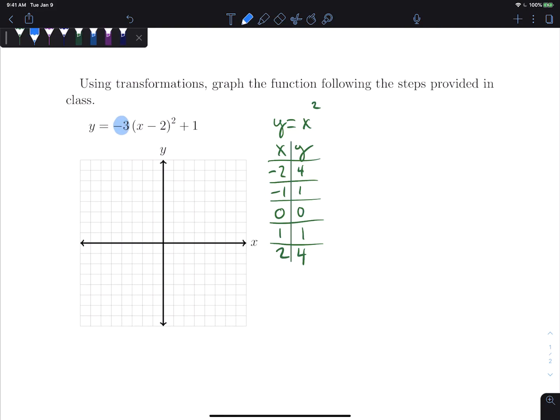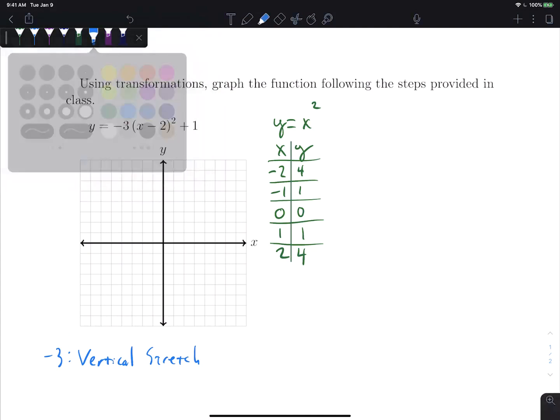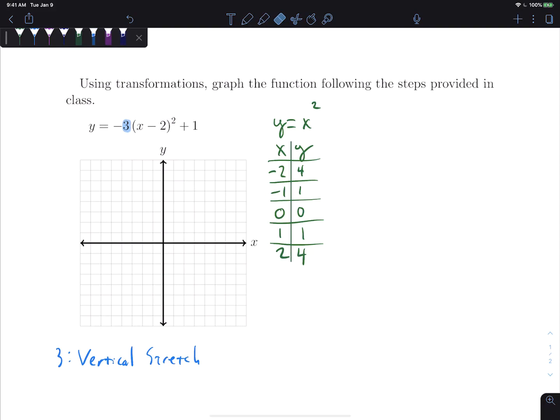The -3 is a transformation, so let's identify it. It's outside the parentheses, so it is going to be a vertical something. It's multiplying, so it's going to be a stretch. Now, technically, there are two different transformations here, so I need to be very careful. The 3 is a transformation. So it's a vertical stretch of 3, but we also have this negative here. So that negative is a reflection. So it's a reflection across the x-axis.